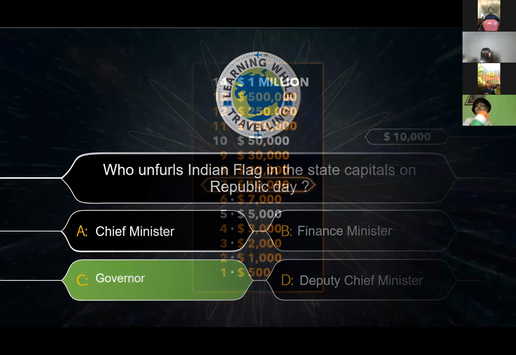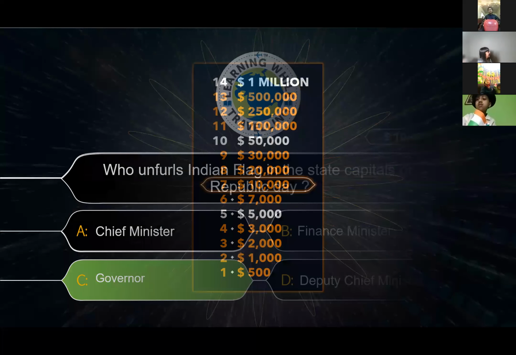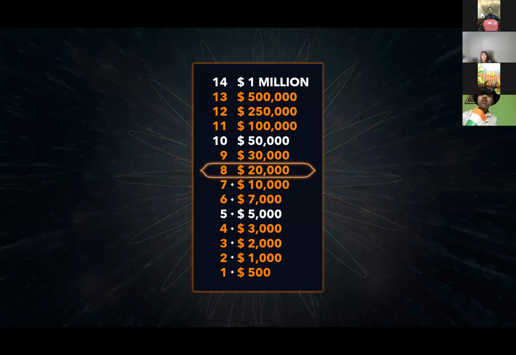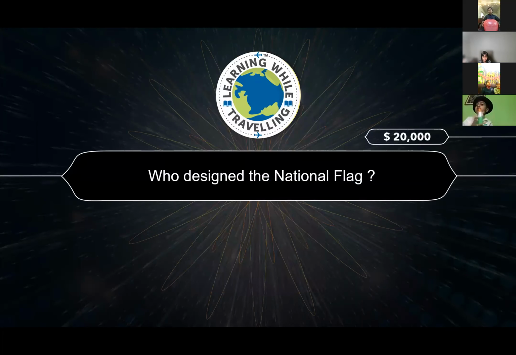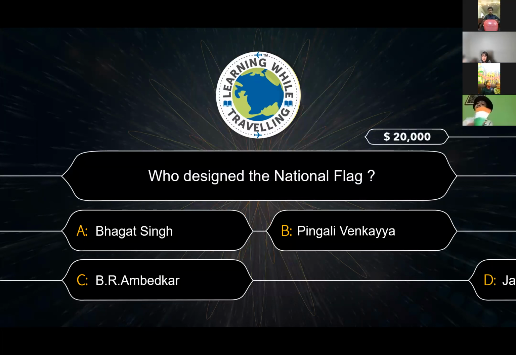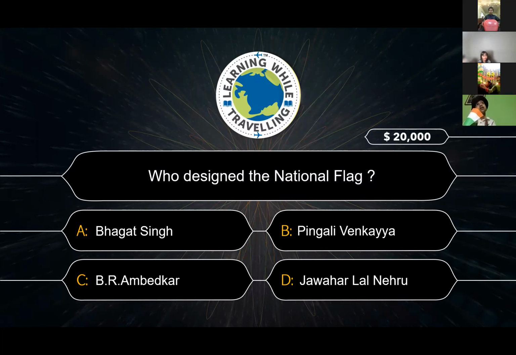Eighth question is for $20,000 points. Who designed the national flag? Options are A, Bhagat Singh, B, Pingali Venkaiya, C. B.R. Ambedkar, D. Jawaharlal Nehru.